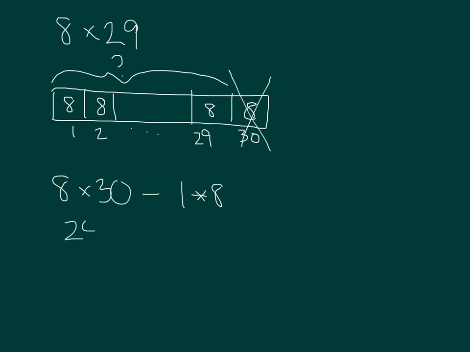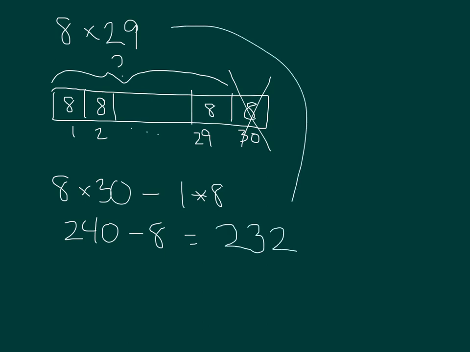Again, I have 240 minus 8, and if I back that off, that's going to be 232. So I can easily, mentally, find this product by doing the easy problem, 8 times 30, and then taking away a group of 8.